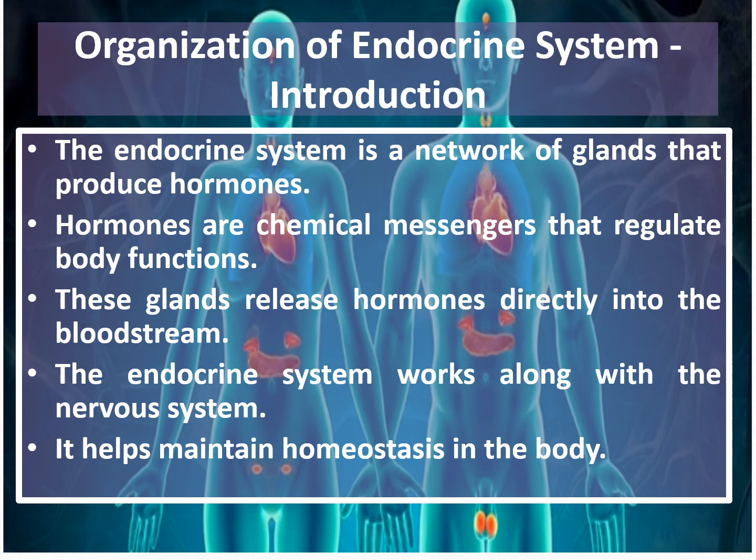Organization of endocrine systems, the introduction. The endocrine system is a network of glands that produces hormones. These hormones are chemical messengers that regulate body functions, just like they carry information. Endocrine glands release hormones directly into the bloodstream. The endocrine system works along with the nervous system. This helps to maintain homeostasis in the body.